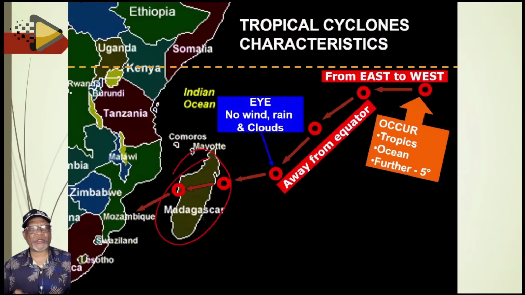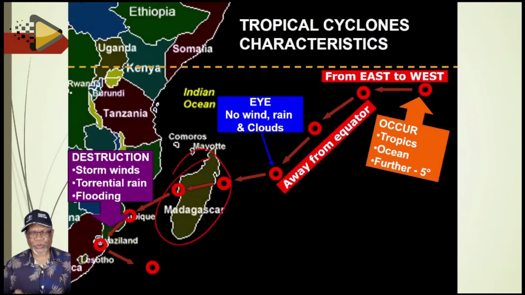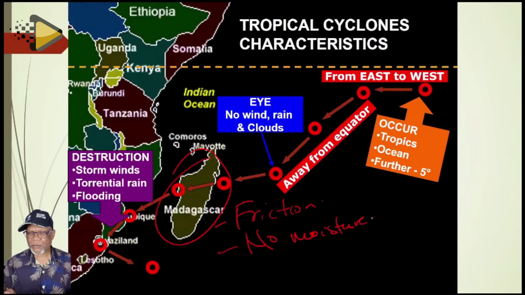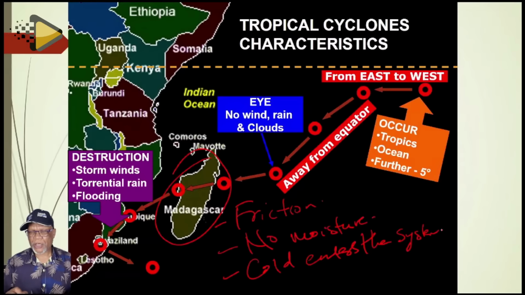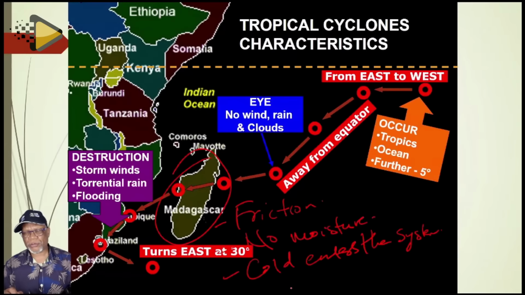Why do tropical cyclones dissipate over the land? Because there is friction over the land. Friction is high, no moisture. And then the cold air enters into the system. The cold air will enter the system. So there are less water masses as well. So that is why a tropical cyclone will die over the land.